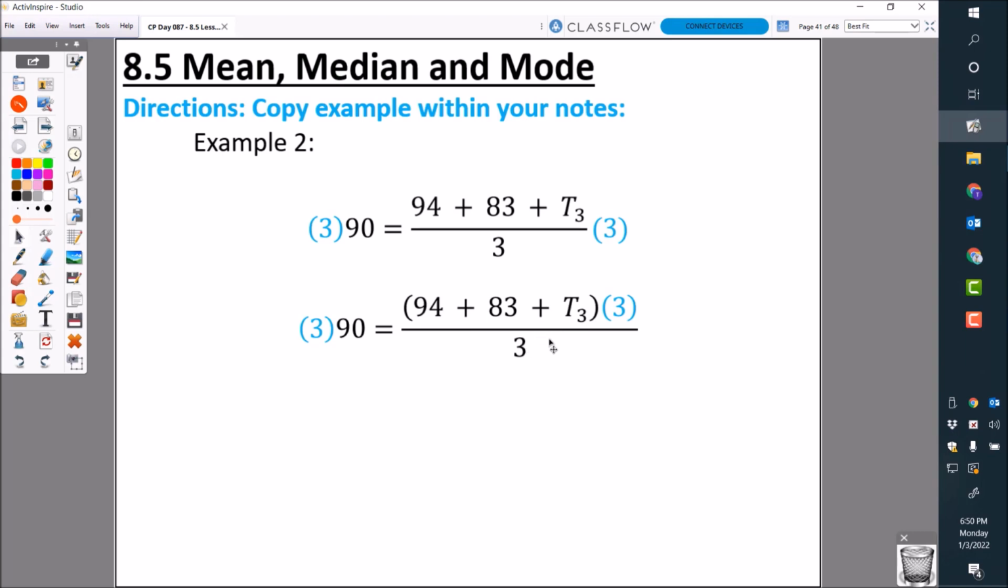Now, the reason I want to go over this is because this whole group, 94 plus 83 plus t sub 3, is one group, and the second part is the blue 3, they're multiplying. If they're multiplying, I can simplify my fraction. I have a 3 in the numerator and a 3 in the denominator. What's going to happen is I'm going to divide, and that will become 1. So the misconception I want to talk about is people say that these 3s will cancel out.